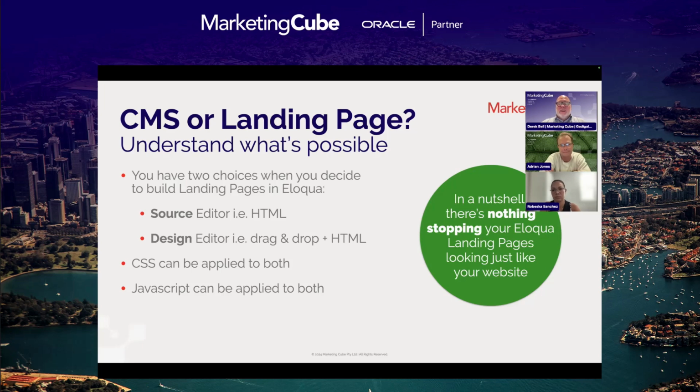But really, in a nutshell, and I think I'm in my 11th year now, Adrian, with Marketing Cube, for 11 years I've tried to drive home this point to clients: there's no reason your Eloqua landing pages cannot look the same as your website. From a branding and consistency point of view, there's nothing stopping that from happening. So if you look at your Eloqua landing pages and everything's in Helvetica and your website is in Garamond or Raleway or something else, and that really annoys you, it doesn't have to be that way.